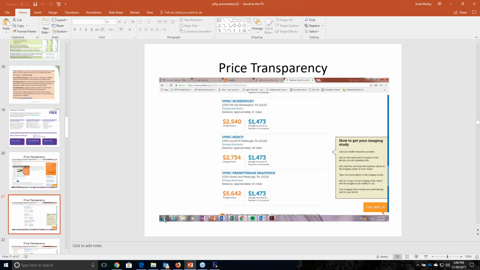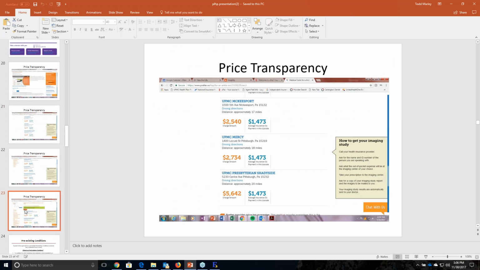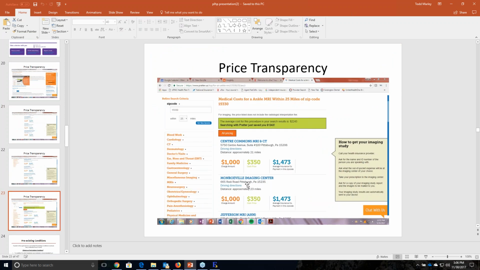But if you shopped it out and you said, "Hey, Todd, where's a good place for me to get an ankle MRI done?" and you went to Centerville Commons or Monroeville Imaging Center, you can see the cash price is $3.50. So if that client goes to Monroeville Imaging Center and pays cash, the bill is going to be $3.50. Now that's a paper claim. So they're going to take a copy of the receipt with the diagnostic code on it. They're going to send it in to Philadelphia American on a paper claim. Philadelphia American's going to cut them a check for $3.50.